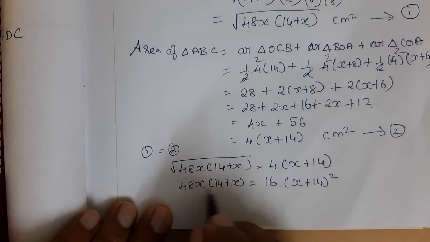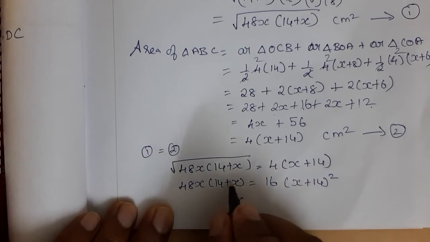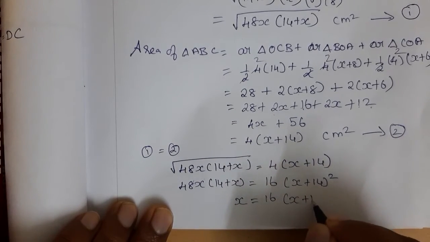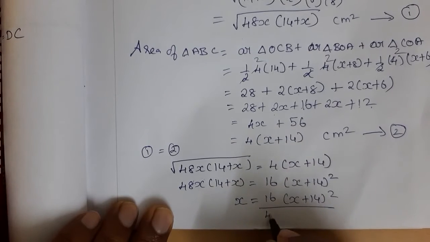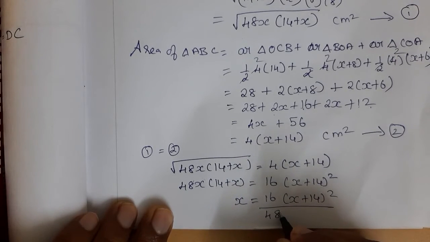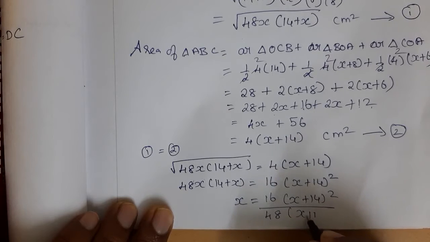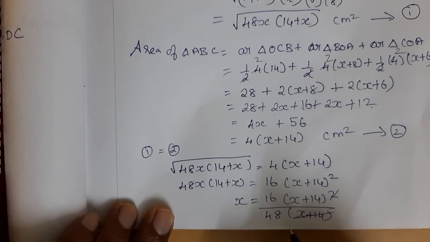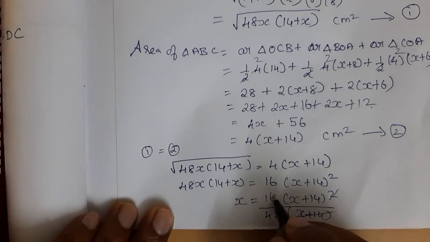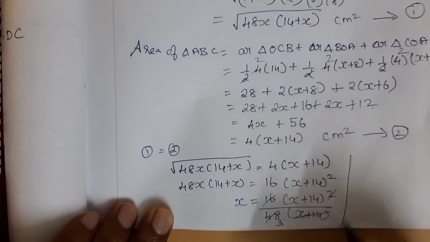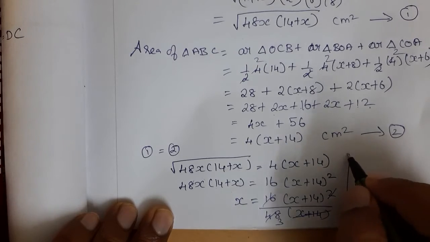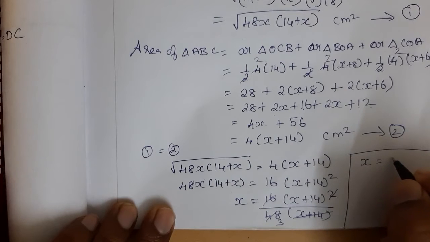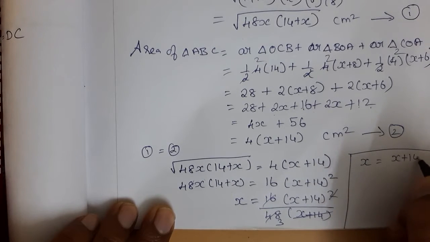So let me write that square because here and here it will get cancelled, right? So other than the x, let me take that side, because 14 plus x and here 14 plus x will be cancelled, that's why 16 into x plus 14 the whole square divided by 48 into x plus 14. So one x plus 14 will be cancelled and 16 in 48 is what? 3 times. So here we will be getting x is equal to x plus 14 by 3.